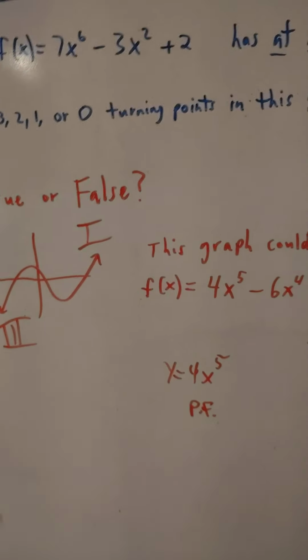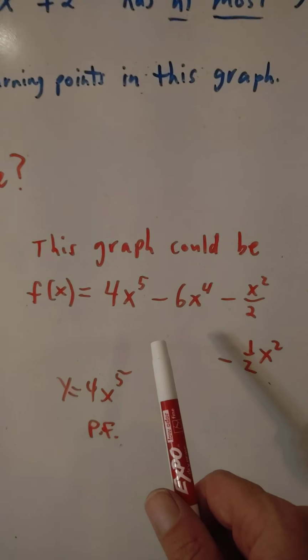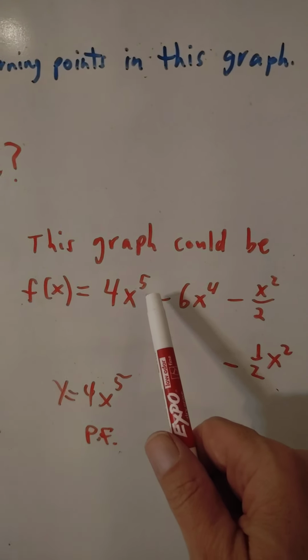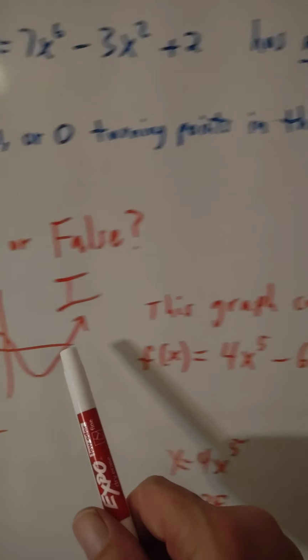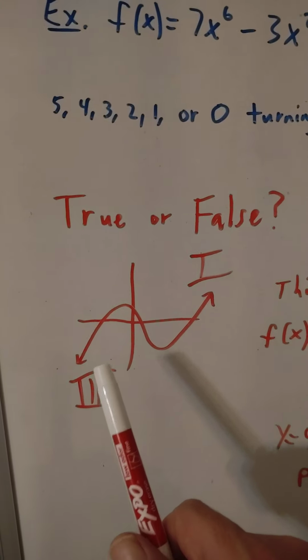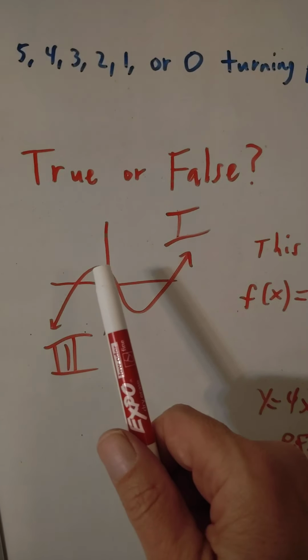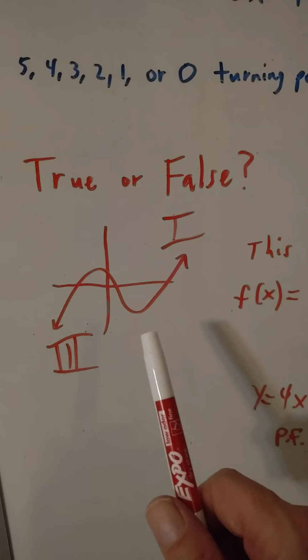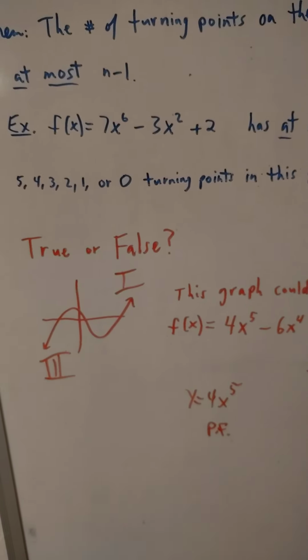So far, it is a contender. It could be. How many, at most, turning points for this polynomial function? Isn't it going to be 5 minus 1 or 4? So at most, 4 turning points. Does this graph have either 4, 3, 2, 1, or 0 turning points? Yes. Doesn't it have 2 turning points? One there and one there. So it's still a contender. And then what is the other item?